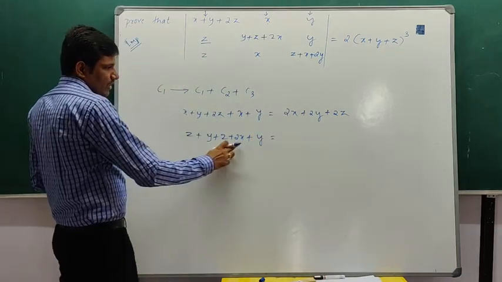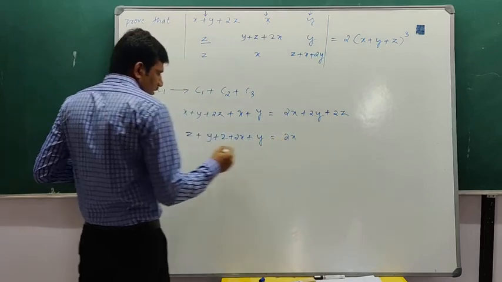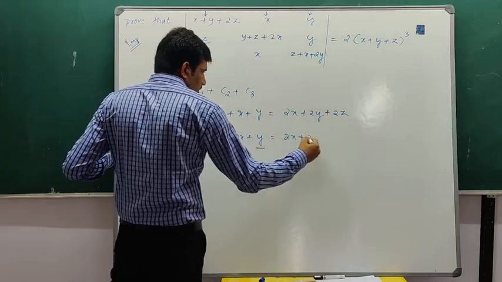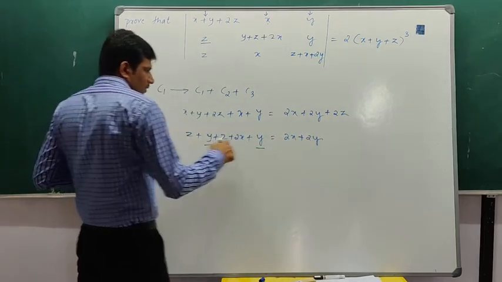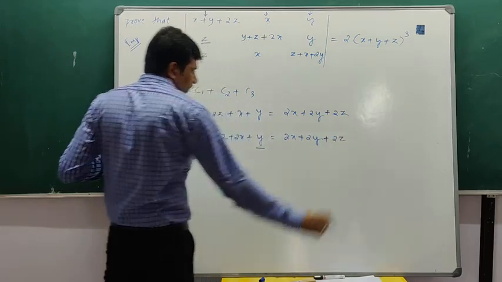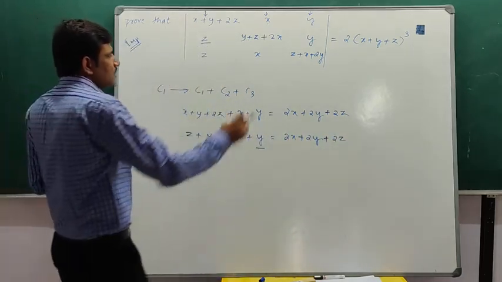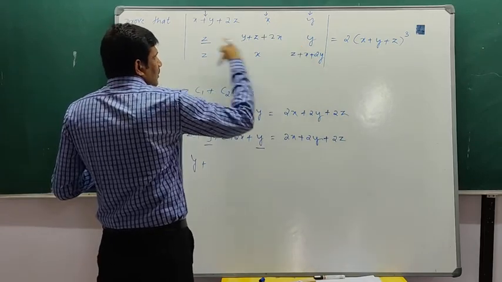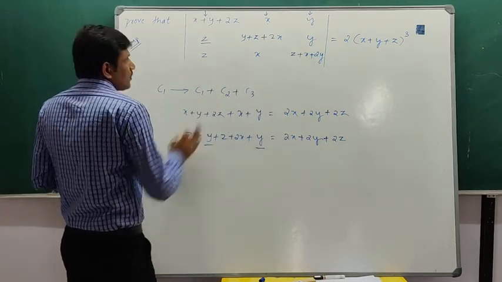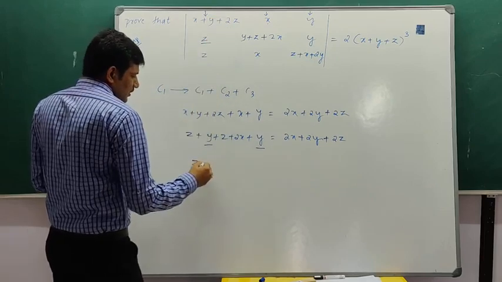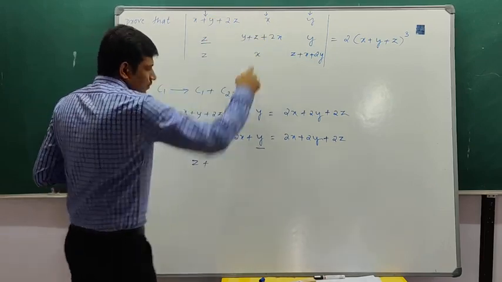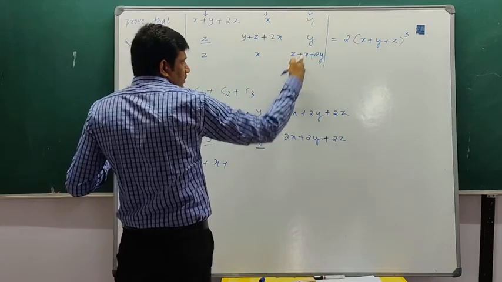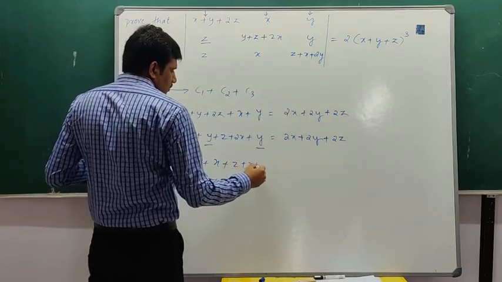Therefore, first I will write 2x, then y plus y. What is y plus y? 2y. Then z plus z, that is 2z. Next, the third element in C1. What is the third element in C1? That is z. Then the third element in C2 is x. The third element in C3 is z plus x plus 2y.